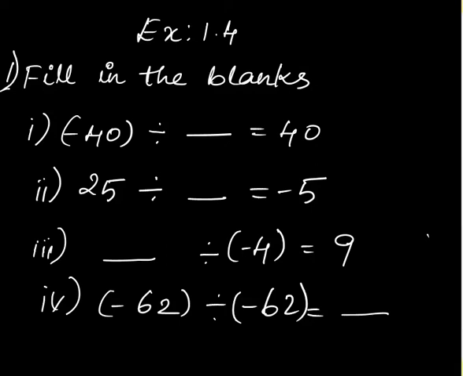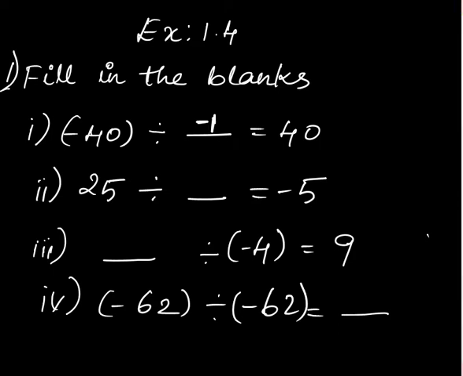Exercise 1.4, fill in the blanks. Minus 40 divided by dash is equal to 40. So a number has to be multiplied with 40 so that the answer is minus 40. If you multiply by 1, you will get 40 into 1, 40. But here the number is minus 40. So I am multiplying by minus 1.